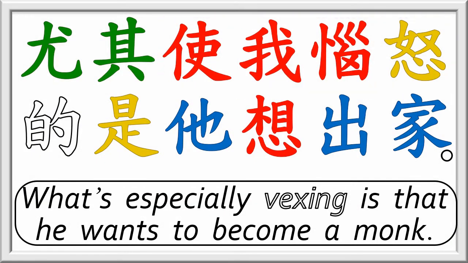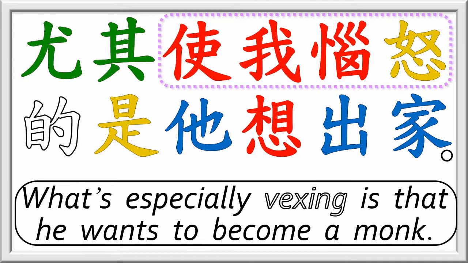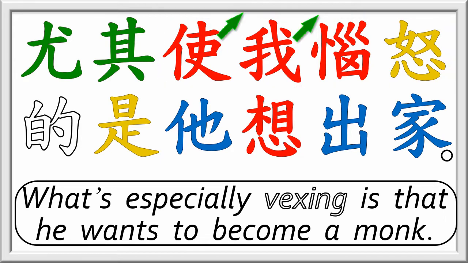尤其使我恼怒的是他想出家. What's especially vexing is that he wants to become a monk. 使我恼怒 translates literally as makes me vexed or makes me irritated. In China, 出家 means to leave one's parental home and join a monastery as a Buddhist nun or monk.